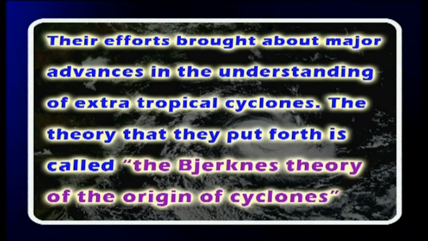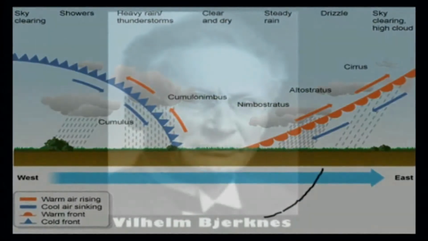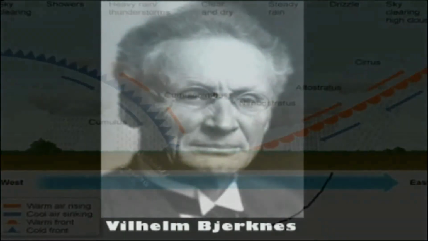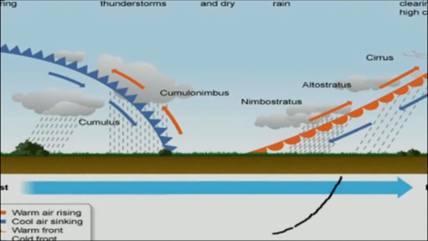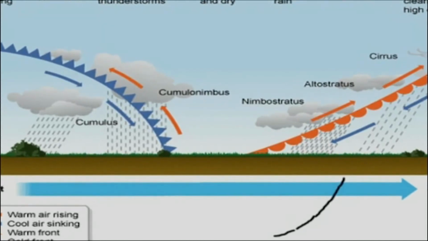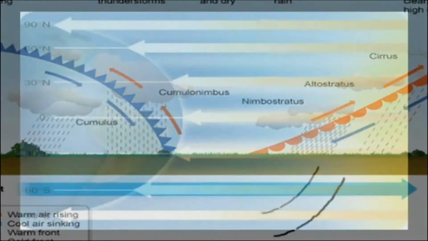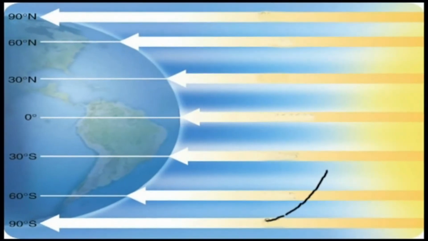Their efforts brought about major advances in the understanding of extratropical cyclones. The theory that they put forth is called the Bjerknes theory of origin of cyclones. Cyclones originating according to Bjerknes form along a front where polar and tropical air masses with contrasting physical properties are moving parallel to it in opposite directions. Middle latitudes are the areas of convergence where cold polar and warm tropical air masses generally meet.